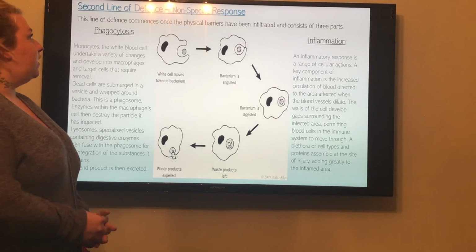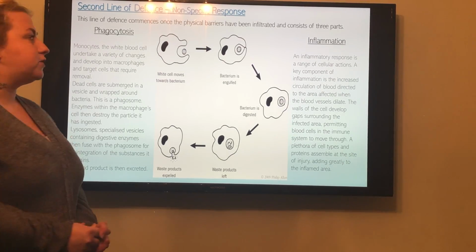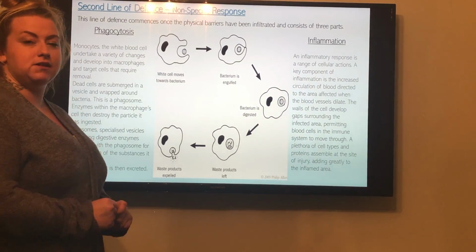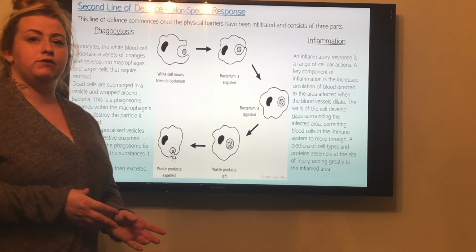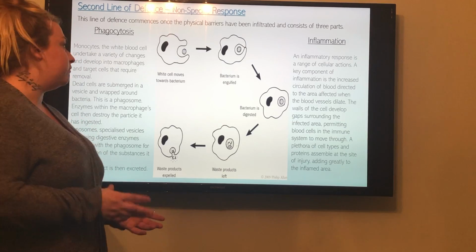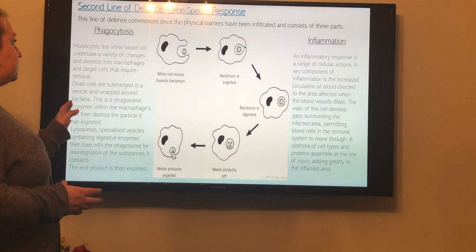The second line of defence commences once the first barriers have been infiltrated, and is done so in 3 stages. The first line and the second line of defence do not produce immunological memory. Now, phagocytosis.